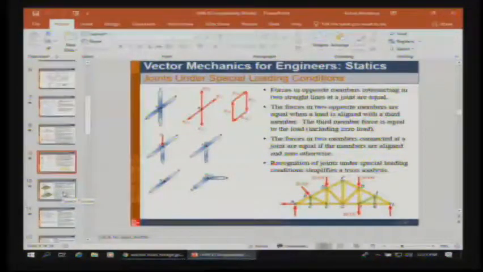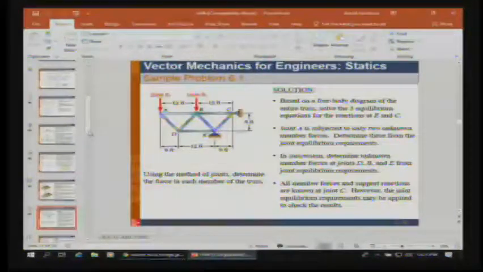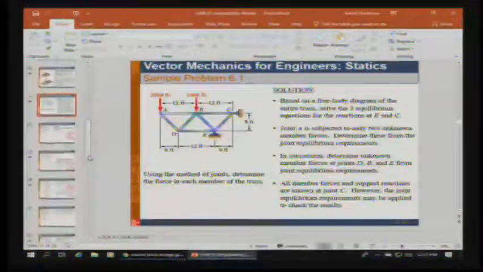We talk about special loading conditions, but in our discussion, we're really going to limit that to 2 force trusses, and we're not going to talk about space trusses. So here in slide 11, we're going to start with a process called the method of joints. I'm going to leave this problem and work a different problem for you out of your homework so you can see how it is.